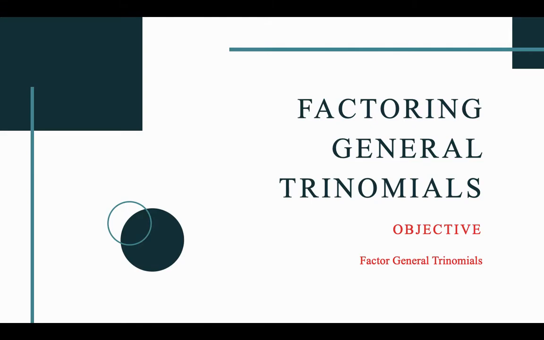Factoring general trinomials. Our objective is to factor a general trinomial. So take this given, x squared plus 7x plus 12. To factor this, just write two parentheses. Then we'll go to the first term and find its factor. x squared is x times x.